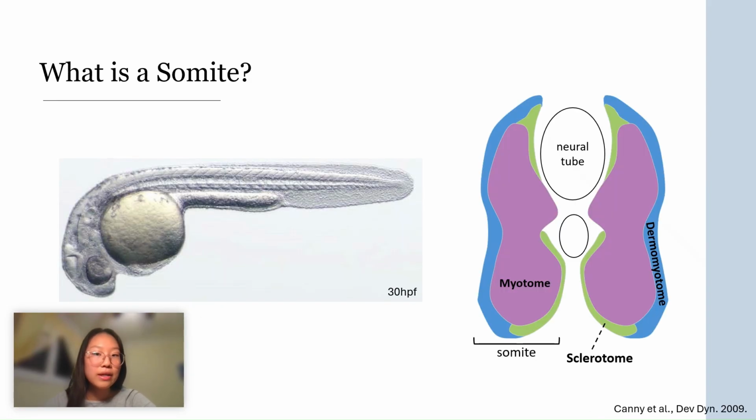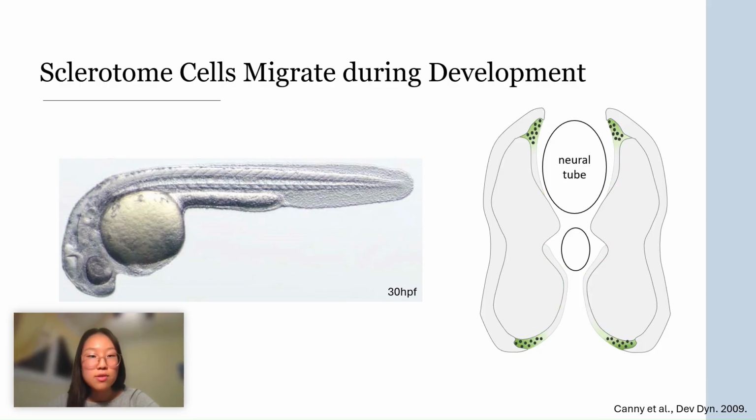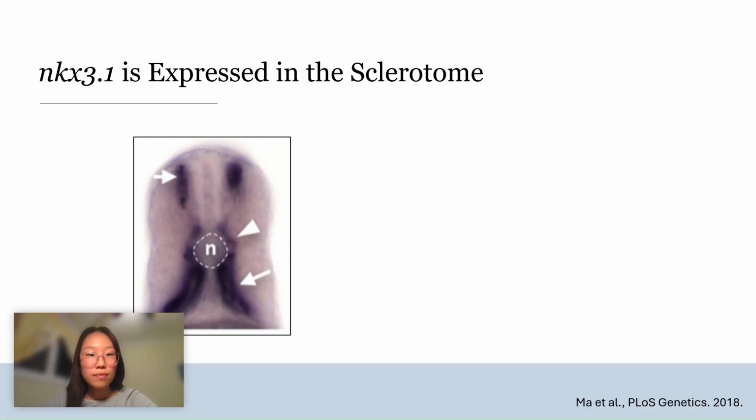And on the left here we can see a picture of a zebrafish embryo, and on the right we can see the somites in zebrafish. And so zebrafish actually have the same three compartments as humans, but they're just arranged a little bit differently. So in this green region called the sclerotome, early in development, cells will migrate from the top and bottom compartments toward the middle, where they then differentiate into different types of cells. And this migration is very important for these cells to differentiate correctly.